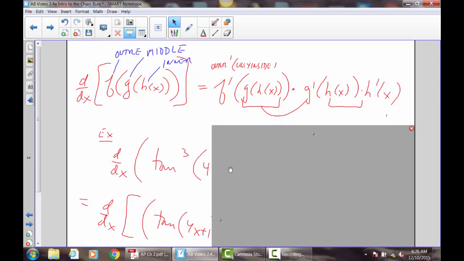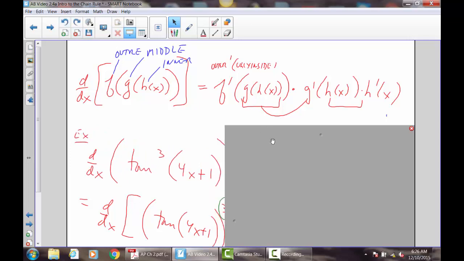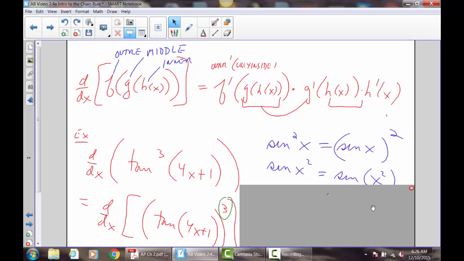So here's an example. Okay, so if we have the following, the derivative of tan cubed of 4x plus 1. So the first thing you're going to want to do is understand when we say tan cubed, just like here when we say sine squared x, we mean the square of sine x. If it's written as the sine of x squared, it really means only the angle is squared, which is kind of a weird thing to do anyways.